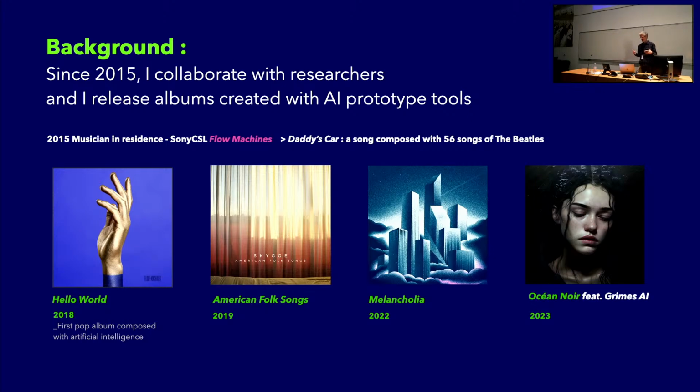And then I started to experiment more in a creative way with Flow Machines, and I did the first album, Hello World, made with Flow Machines, and I invited a lot of artists to play with Flow Machines tools. And then I continued to experiment with the team on other tools. Flow Machines was really dedicated to the composition phase, but then we got more interested in the arrangement phase, with orchestration and sound production. So all the projects that you see here are really linked to my experiments with the tools. This is the Beatles.